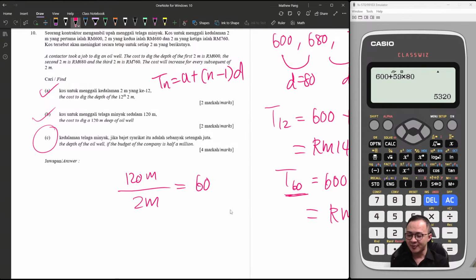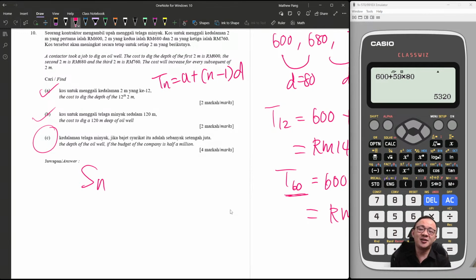Okay, C. Find the depth of the oil well if the budget of a company is $500,000. Wow, okay. So that means the budget is for Sn, because every 2 meter they need to pay, right? Then another 2 meter they need to pay, right? So if I want to know the total cost, I need to sum every term, isn't it? So Sn. But the maximum budget is $500,000. So I can spend 500,000 or any money less than 500,000. So I will say less than or equal.